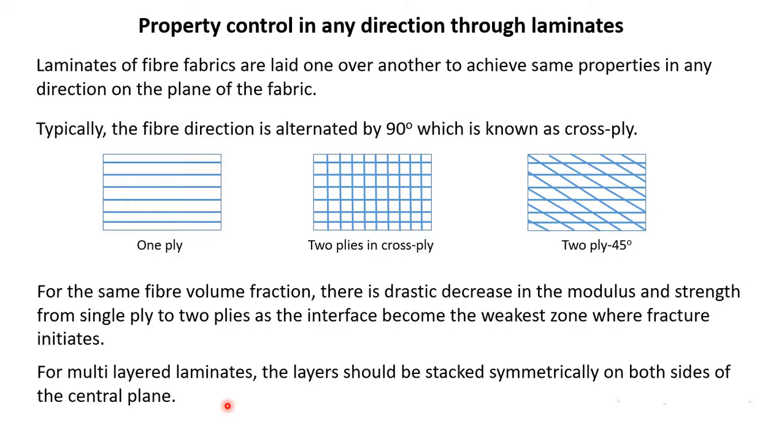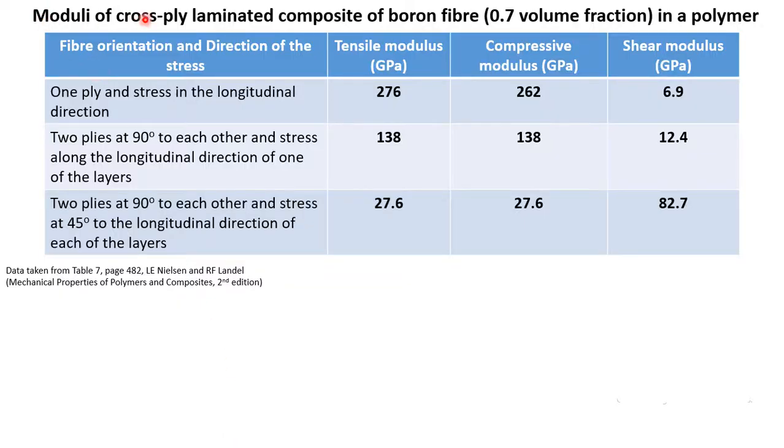Moduli of cross-ply laminated composite of boron fiber in a polymer. So here we have some data to compare. First, 1 ply and stress in the longitudinal direction. This is the first case, where it is a single ply. All fibers are in 1 ply and the stress is being applied in the longitudinal direction, the length direction. In that case, we get a very high tensile modulus. Compressive modulus is also quite high, and this is the shear modulus.